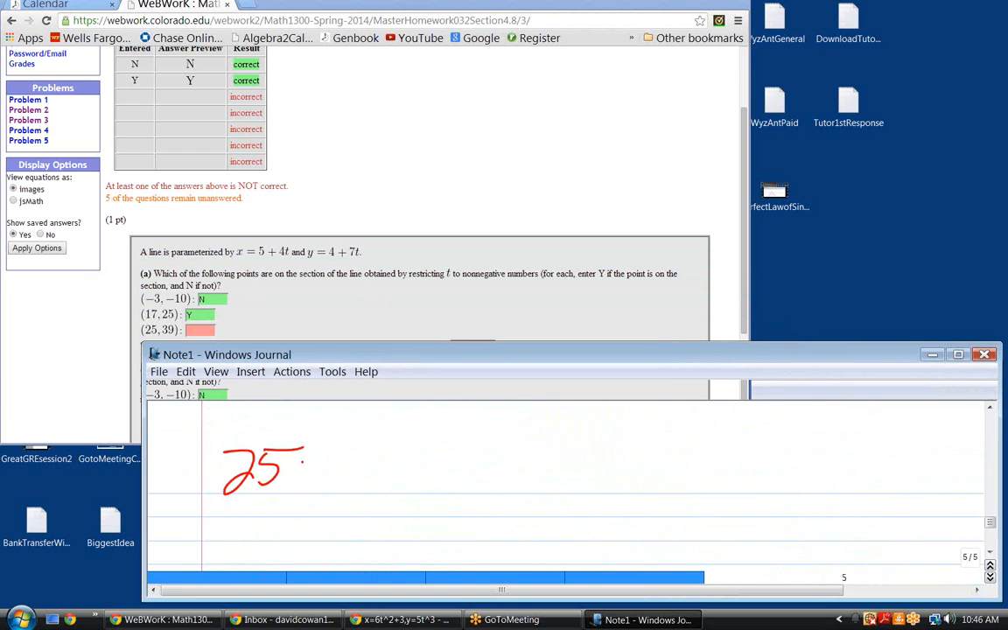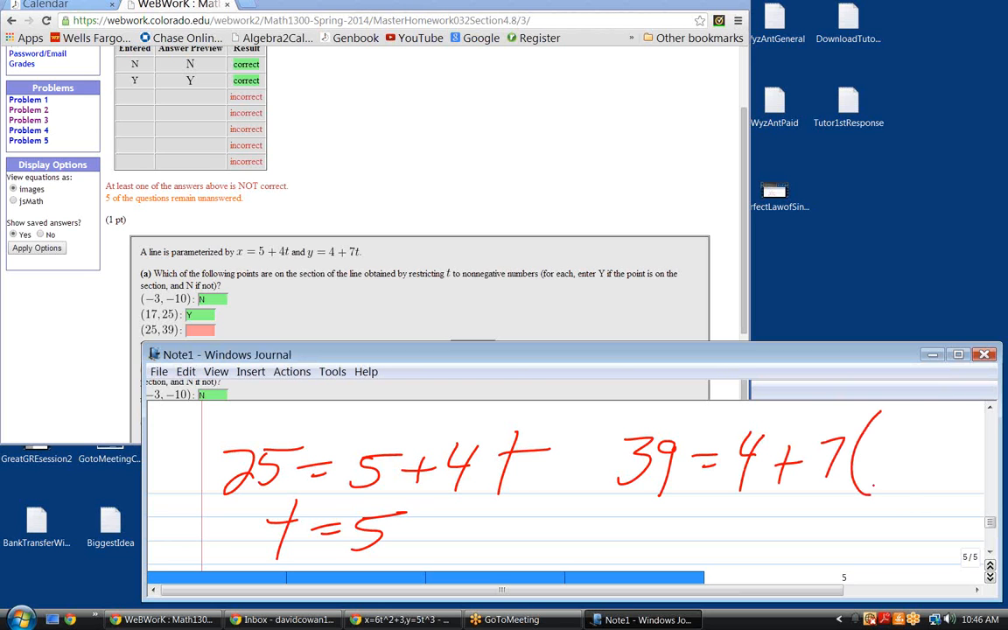So 25 equals 5 plus 4t. T is equal to 5. So is 39 equal to 4 plus 7 times 5? Yes, it is.